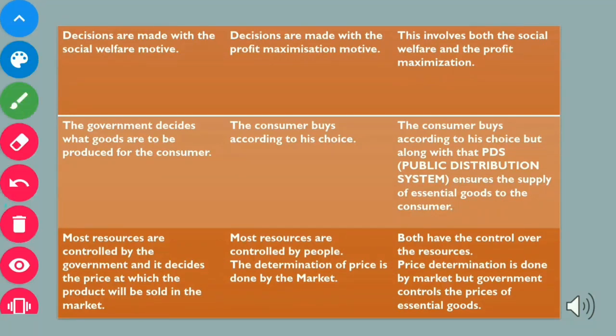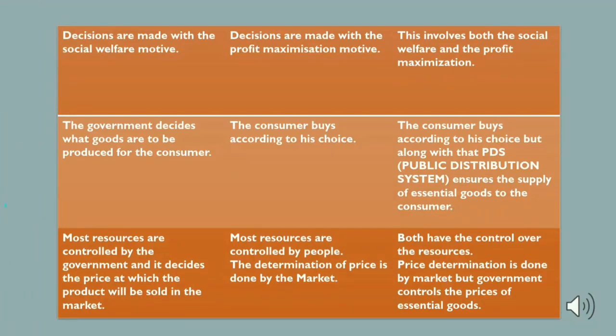So let's move on to the next difference. In the case of centrally planned economy, the decisions are made with a social welfare motive, as the government is controlling the economy. So the basic motive of the government or the public sector is to maximize social welfare, to decrease the gap between the rich and the poor. So they focus on that. On the other hand, if you look at the market economy, they focus on profit maximization because they are dominated by the private sector.